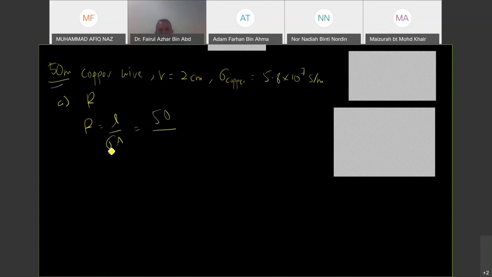Divided by sigma, the conductivity, 5.8 times 10 power of 7, multiplied by the cross-sectional area A. They give us the radius here, so pi R squared, where the radius is 0.02 squared. So this will give us the resistance for this particular wire.